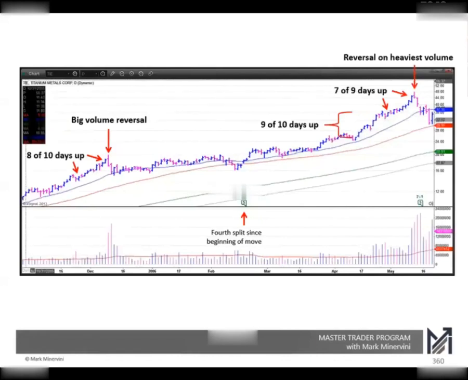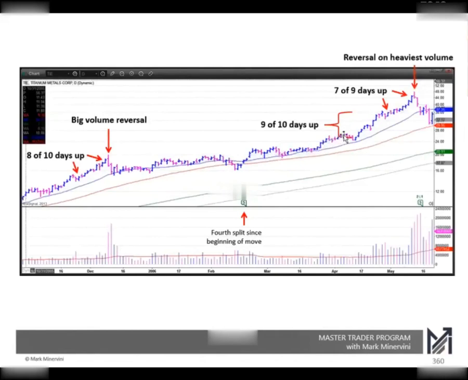Sometimes, on a big move, I trade in and out of the stock 3, 4, 5 times along that move. So I'm just looking for these same characteristics here. You've got 8 out of 10 days up, and then you get the big volume reversal right there. Boom, nail some profits down. See, it stalls out. Now it goes sideways, and you get a beautiful VCP. Look how tight. I mean, this is just a perfect entry.